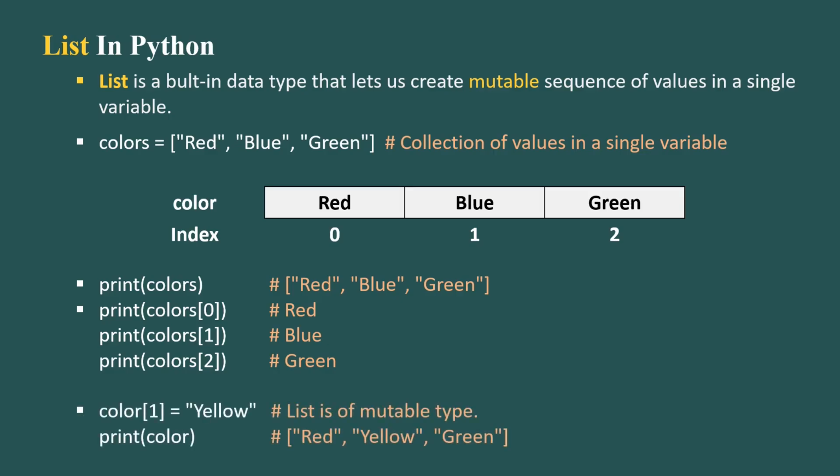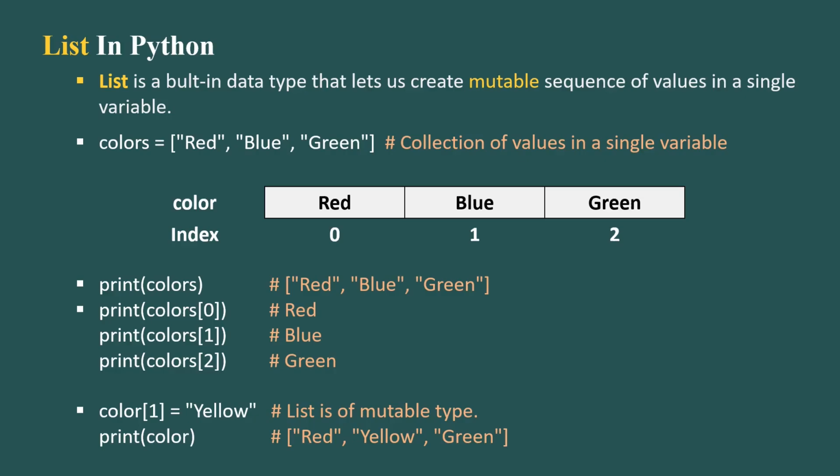Now if we want to print any particular value from the list, then we need to use index. So here we can see colors of 0 will print red. 0 means the first location, 1 means the second location, 2 means the third location and so on. So colors of 1 will print the value at the second location, which is blue. Then colors of 2 will print green.